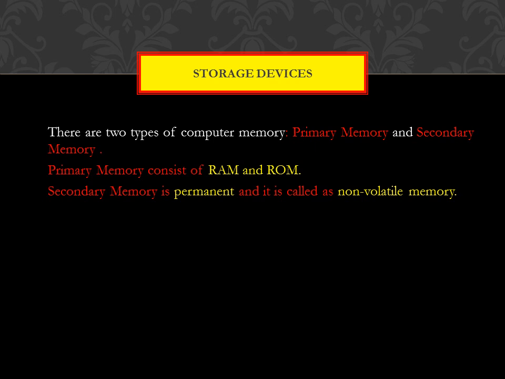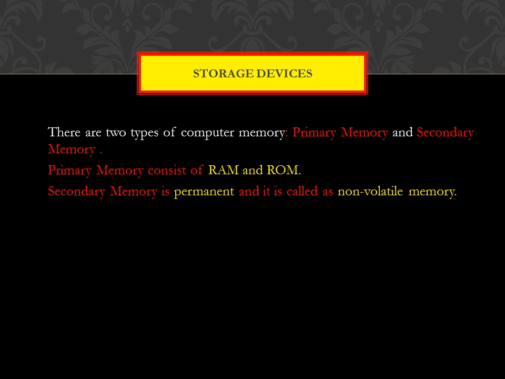There are two types of computer memory, primary memory and secondary memory. This I've already told you. Primary memory consists of RAM and ROM. Again, I'm telling you, RAM is random access memory and ROM is read-only memory. It is also called the volatile memory of the computer, as the data that we store in primary memory is not permanent in nature. It is temporary in nature.